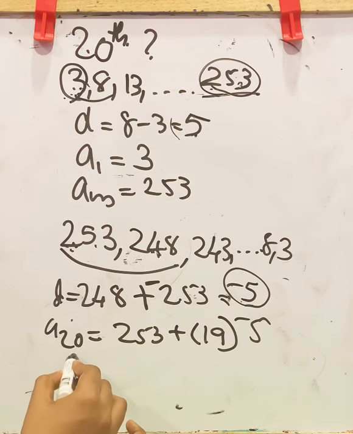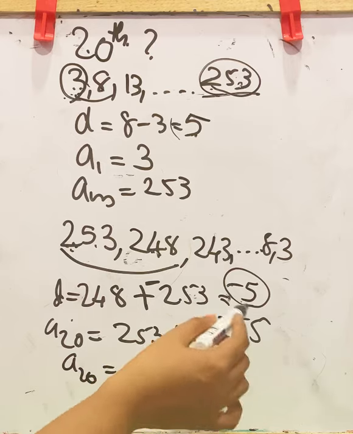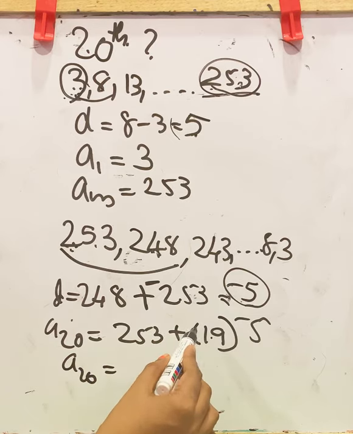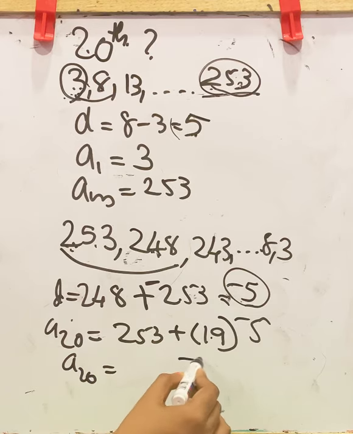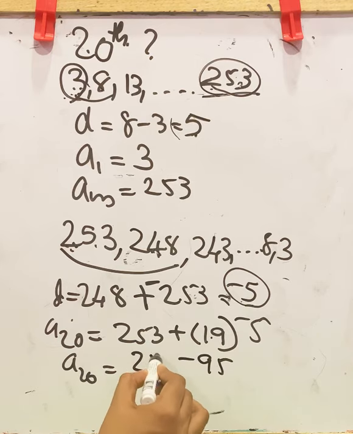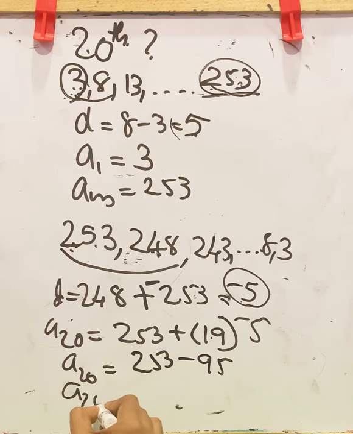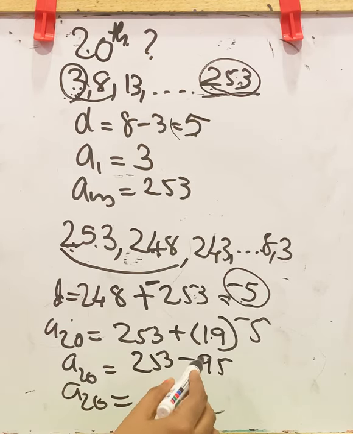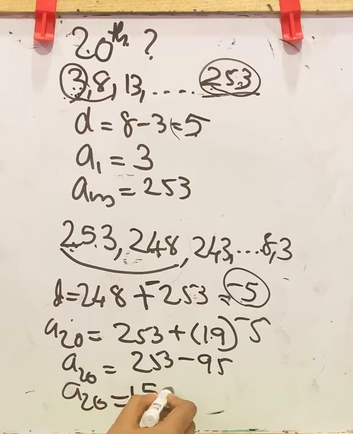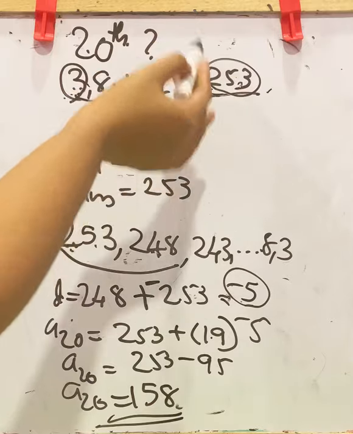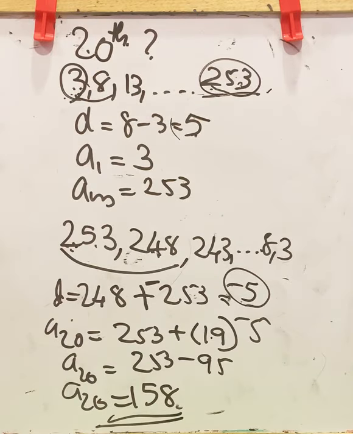Now a20 equals 19 into negative 5, the result is minus 95. Here we have 253. a20 = 253 - 95, that is 158. So the 20th term from the last term is 158.